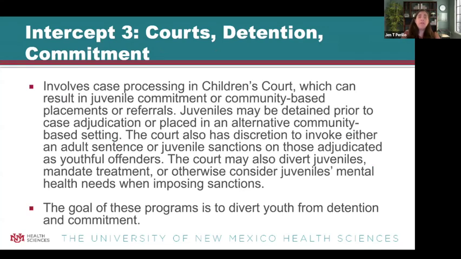The third intercept involves case processing in children's court, which can result in juvenile commitment or community-based placements or referrals. Juveniles may be detained prior to case adjudication or placed in alternative community-based settings. The court also has discretion to invoke either an adult sentence or juvenile sanctions on those adjudicated as youthful offenders. The court may also divert juveniles, mandate treatment, or otherwise consider juveniles' mental health needs when imposing sanctions. The goal of programs at this intercept is to divert youth from detention and commitment. Now we'll return to Rachel Nilsson to discuss the children's court process in greater detail.